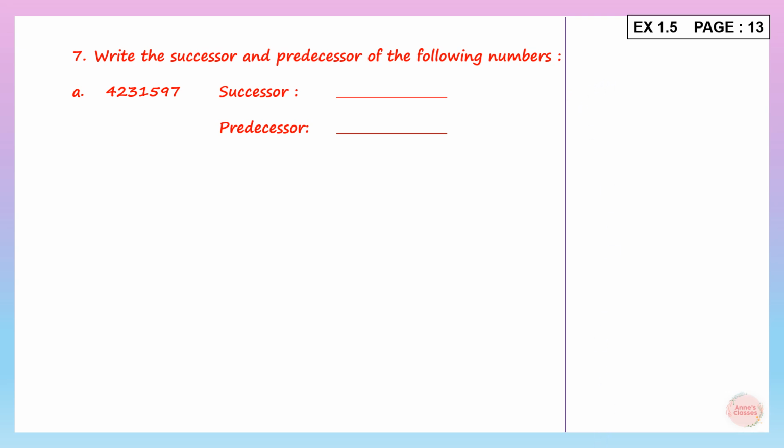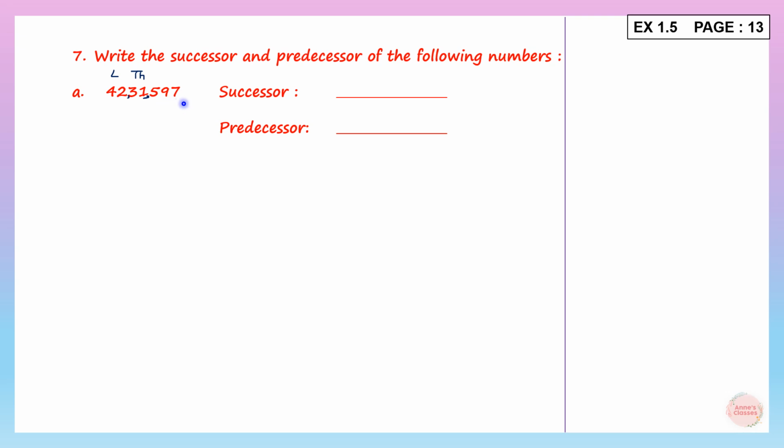So here, let's place our commas first to read the number. Ones, tens, hundreds, comma, thousands, 10,000s. So this is lakh, 10 lakh. So this is lakh and this is thousand. So this is 42 lakh 31,597. So what comes after 97?